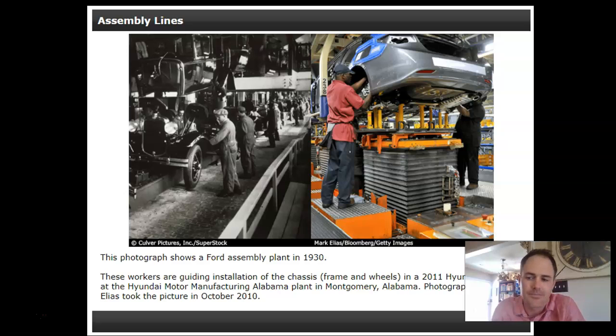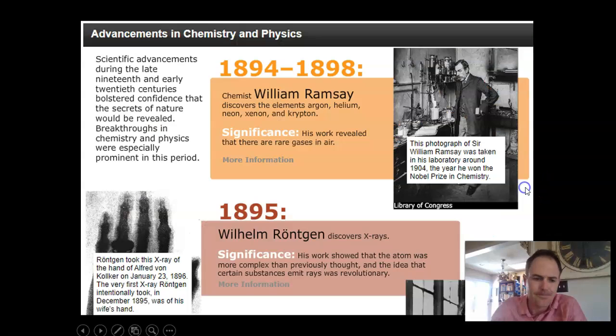And so cars could be produced in a matter of, I think, hours, if not days, as opposed to one worker building the entire car from scratch, which in the early days is how it was done. The assembly line is still used today, though it's far more automated, meaning it uses machines, but workers are still working on those assembly lines. You see an example of a Hyundai motor manufacturing plant in Alabama.